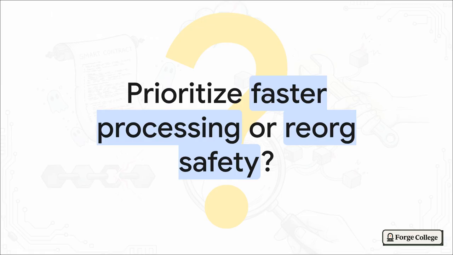But before you go, I want you to ask yourself, in your capstone project, or maybe your next big production app, which trade-off are you going to choose to keep your events flowing? Will you prioritize faster processing to get that snappy user experience? Or will you lock it down with bulletproof reorg safety? Something to think about. I'll see you in the next explainer.